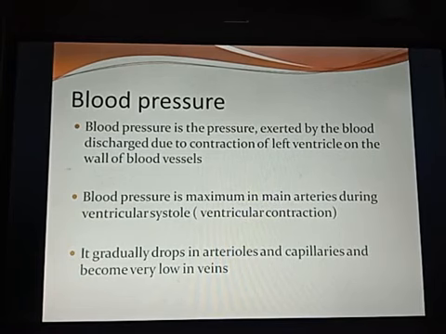It gradually drops in arterioles. From the arteries, the blood will move into the arterioles, from the arterioles into the capillaries, and so on. So as it moves further, the pressure will drop in arterioles and capillaries, and it will become very low when it moves in the veins.